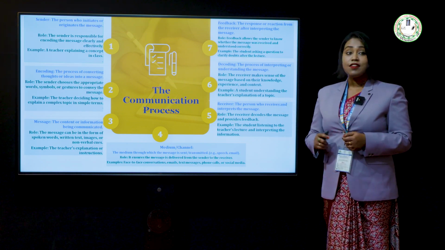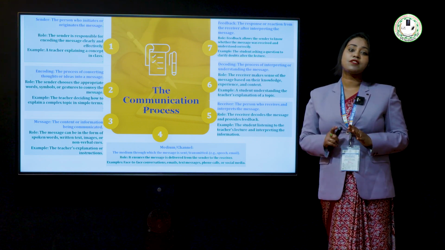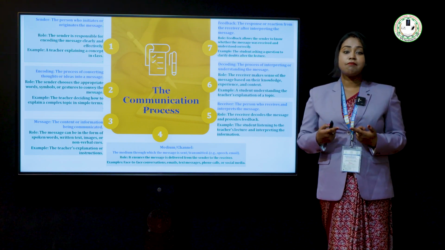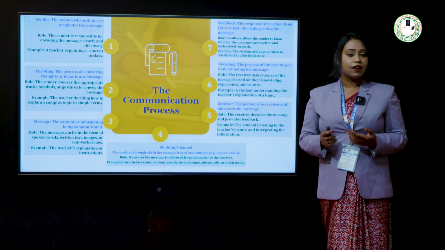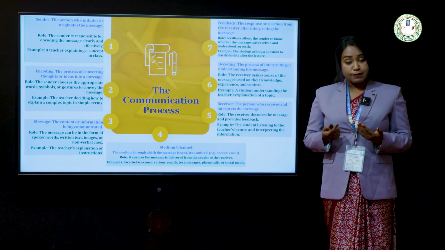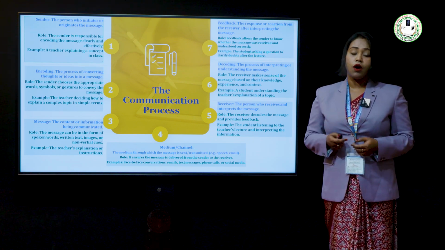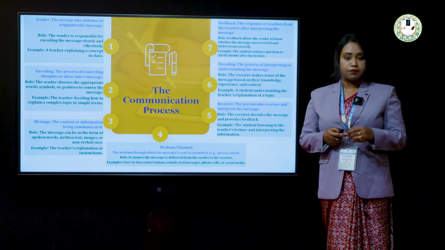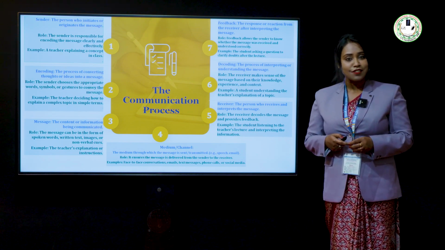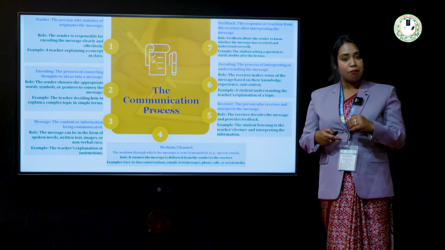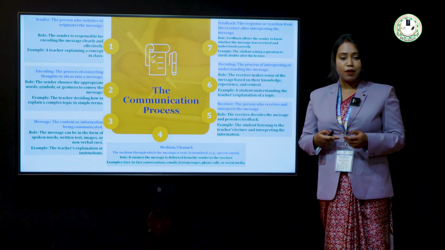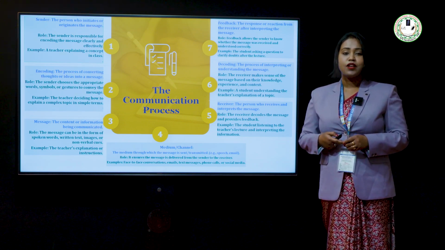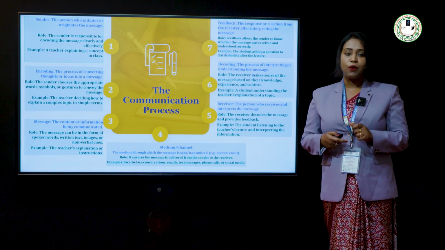The sender is responsible for encoding the message clearly and very effectively, like a teacher explaining a concept in a class, or like a KVK SMS scientist who is imparting the knowledge through different training processes or demonstration methods. So the second one is encoding.